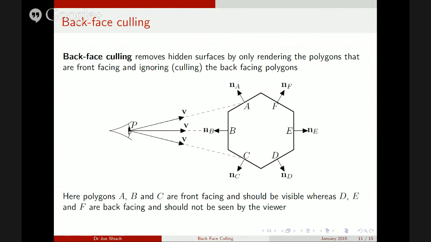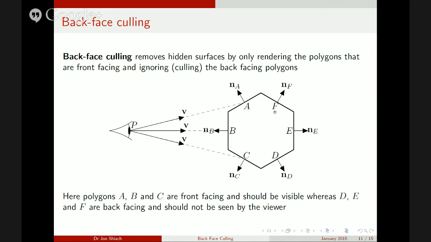And this object is viewed from this position over here. Okay, polygons A, B, and C are front facing. That means if I was to draw a line between the viewing position and the center of the polygons, it falls on the front face of each of those polygons. Okay, this V is the viewing vector. The viewing vector is the vector that points from the viewpoint P towards the center of the polygon. So for example, this V, center of the polygon A, that's that vector.